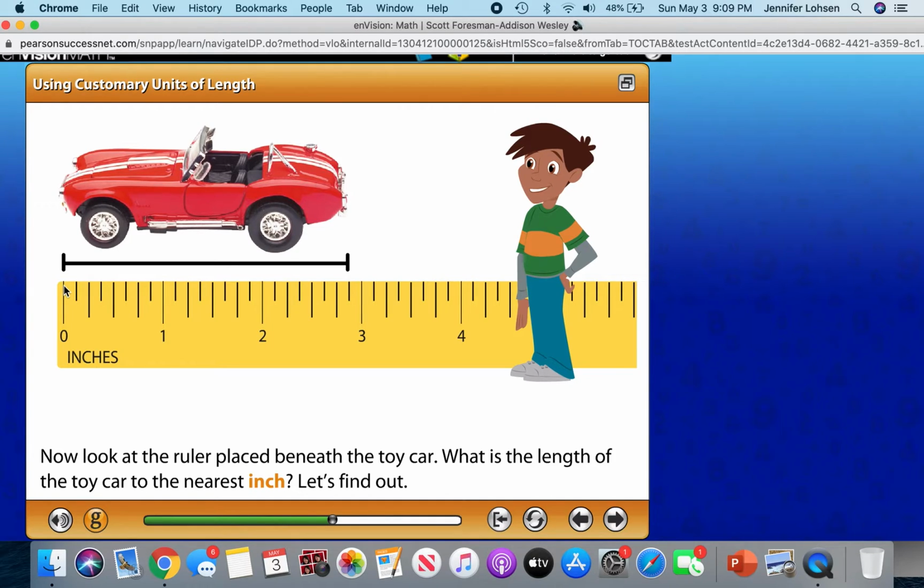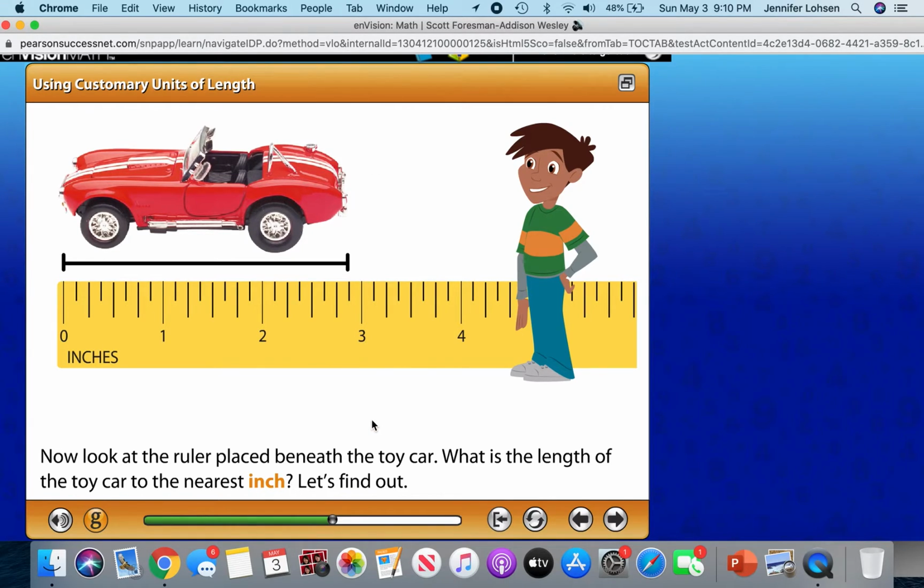And what we want to do is figure out how long this toy car is to the nearest inch. So this would be 1 inch. That's only up to the edge of my hood here, kind of near my windshield. This would be 2 inches. I'm about a quarter of the way through my tire here. This would be 3 inches. I'm just beyond my bumper.